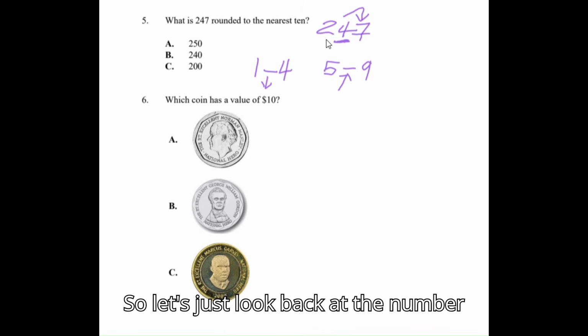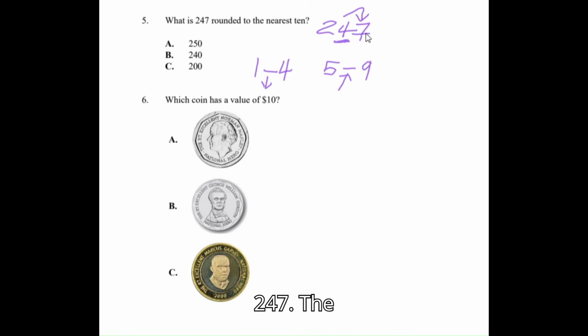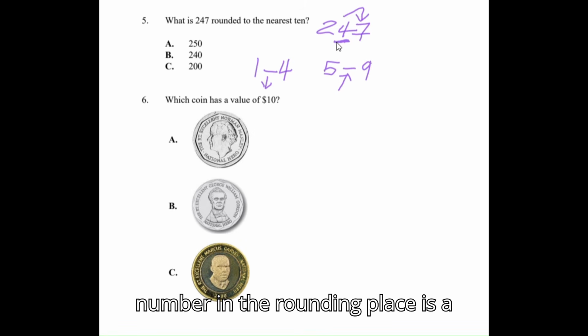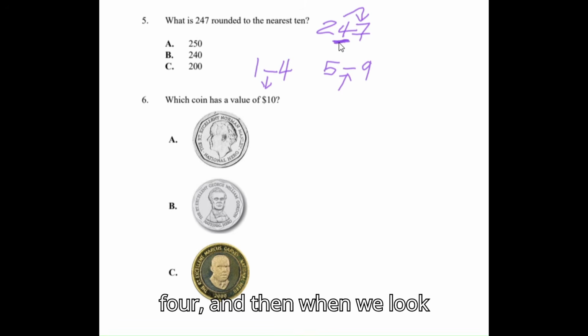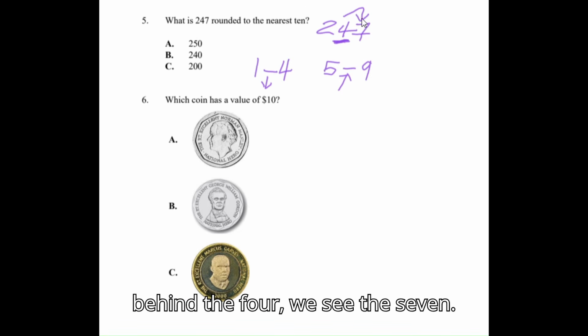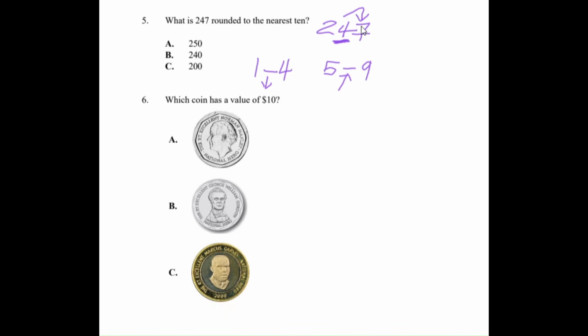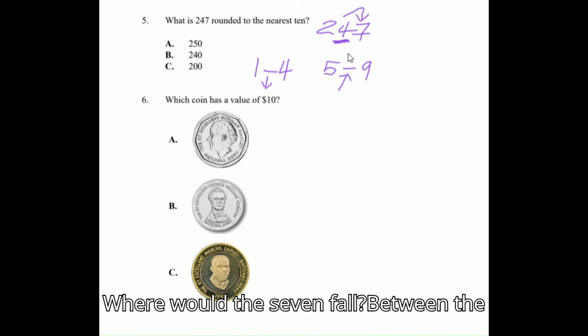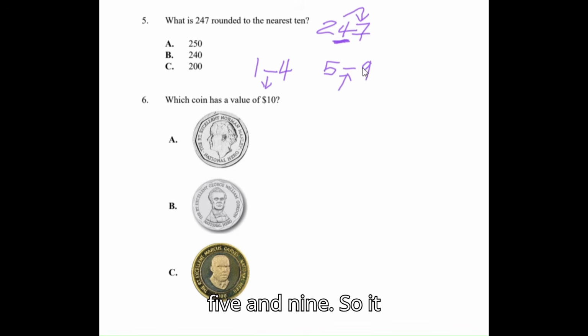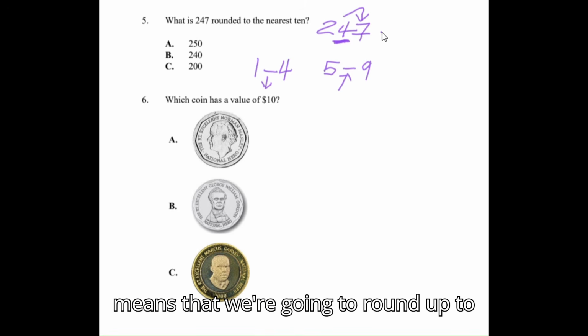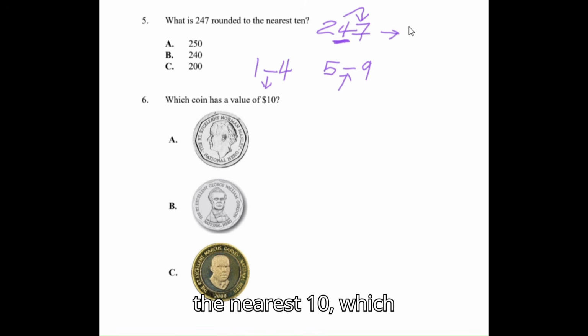So let us look back at the number 247. The number in the rounding place is a 4. And then when we look behind the 4, we see the 7. Where would the 7 fall? Between the 5 and 9. So it means that we're going to round up to the nearest 10, which is 250.